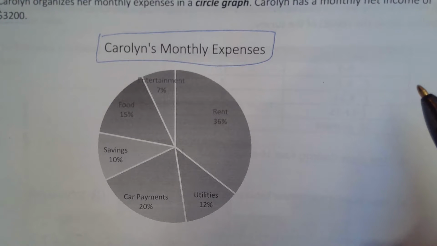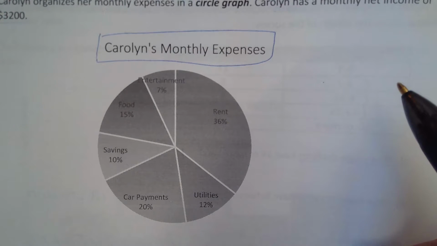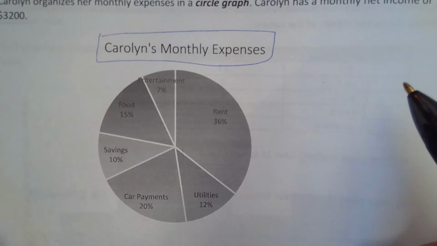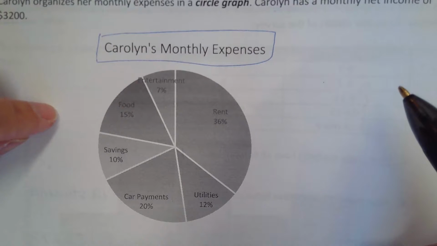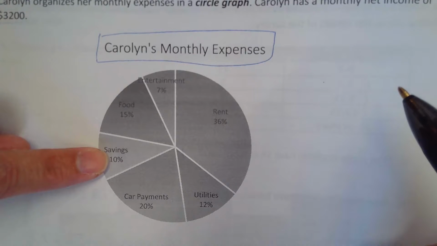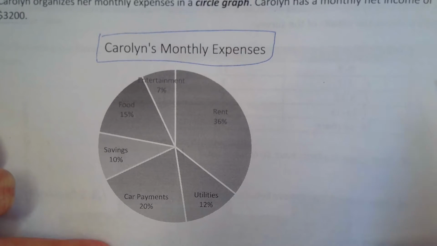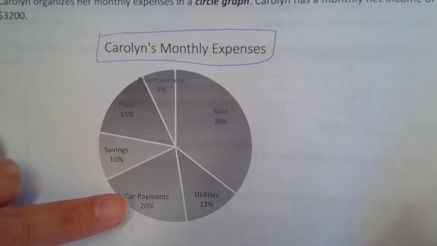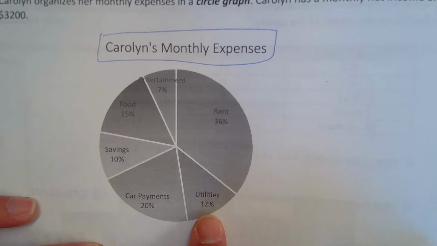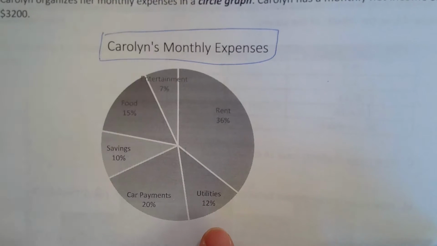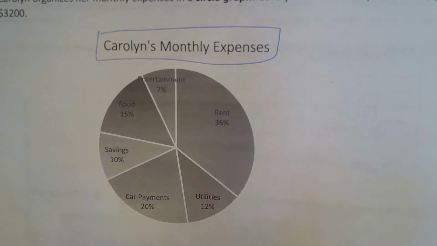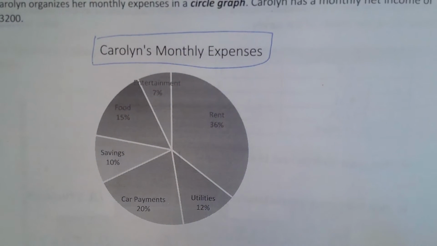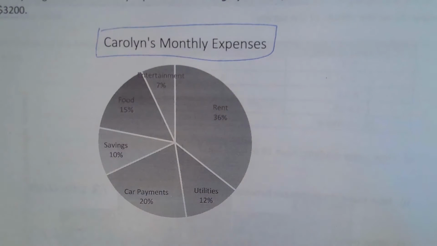Can somebody tell me what kind of categories you see in this graph? Food, okay, they talk about food. Savings, okay. Rent, ooh, rent. Car, yeah, car payment. Utilities. Utilities, and the top part there is a little bit dark. It's entertainment. Okay, so now what else do you notice in here?